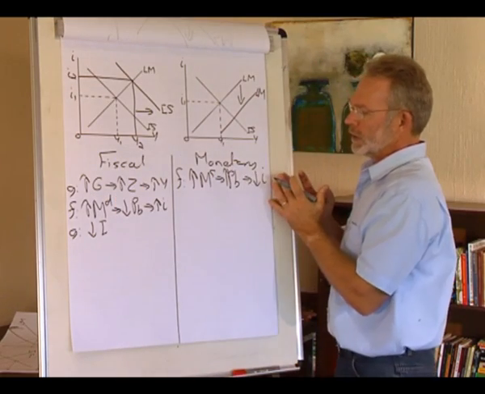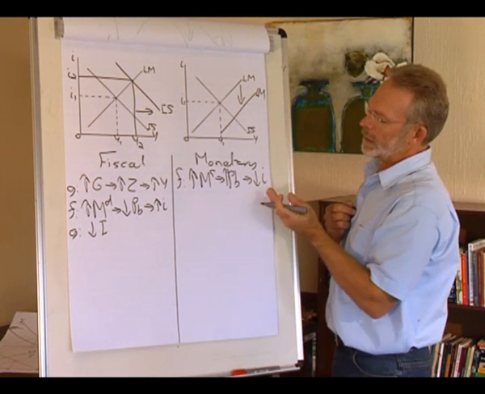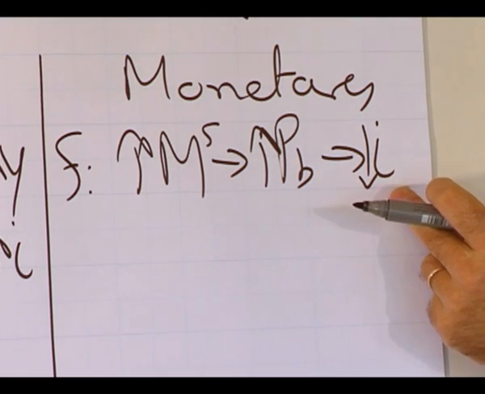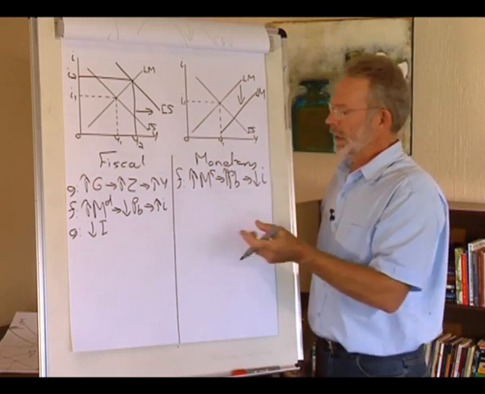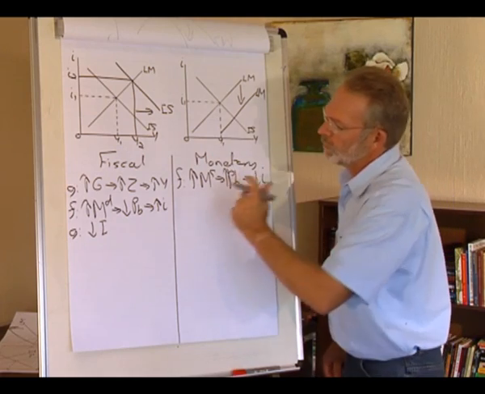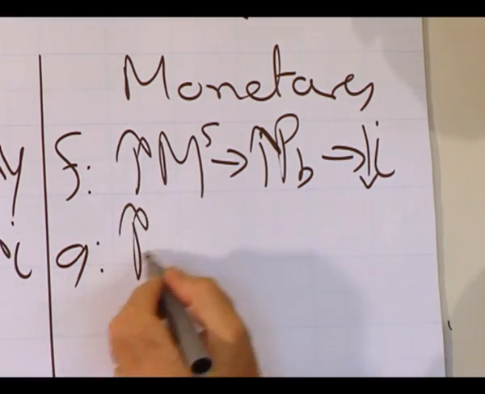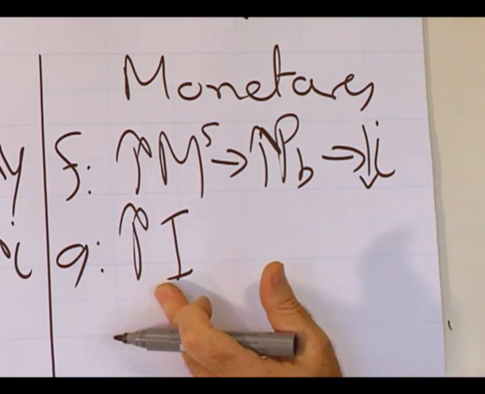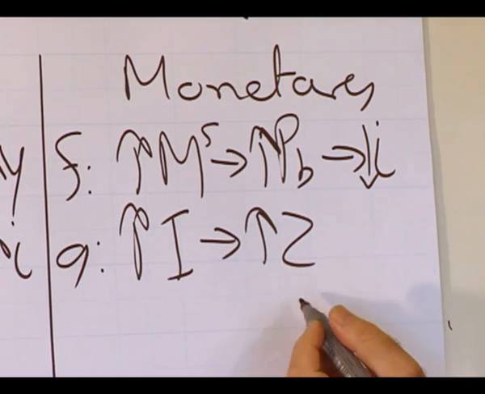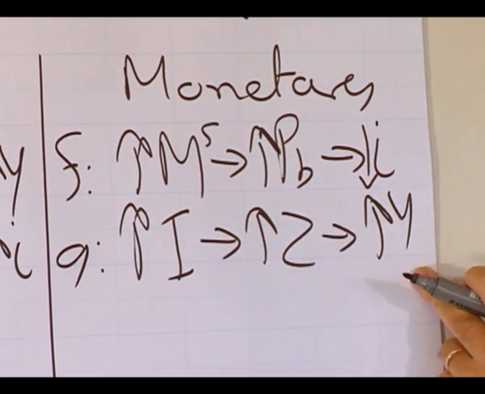Let's look at monetary policy. We've seen initially the increase in supply of money led to a decrease in the interest rate. And the decrease in interest rate affects investment spending. Investment spending is part of the goods market. So we move over to the goods market. Investment spending increases as a result of the decrease in interest rate, leading to an increase in demand for goods and services, and the level of output also increases.